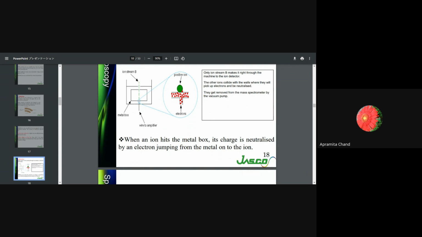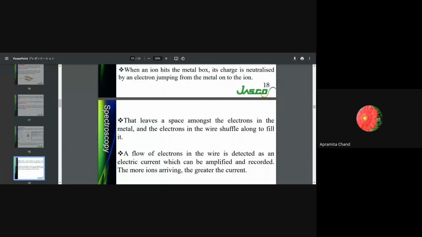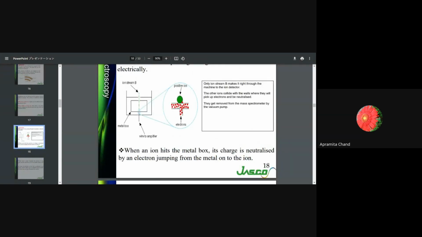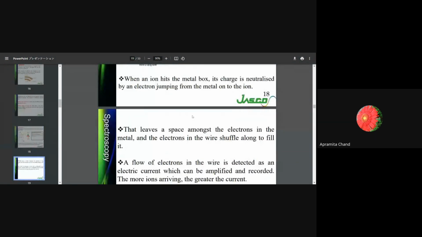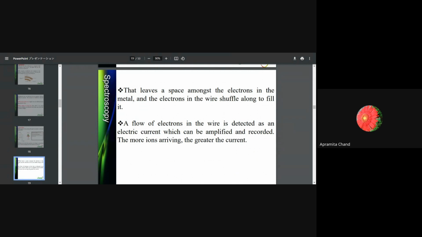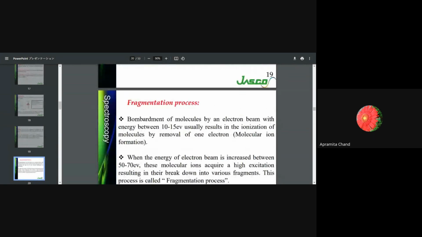So when an ion hits the metal box, its charge is neutralized because an electron jumps from the metal onto the ion. That leaves a space amongst the electrons, so they are all shuffling along to fill it. The flow of electrons is detected as an electric current, and that current is amplified and recorded. So the more ions arrive, the more the current will be.